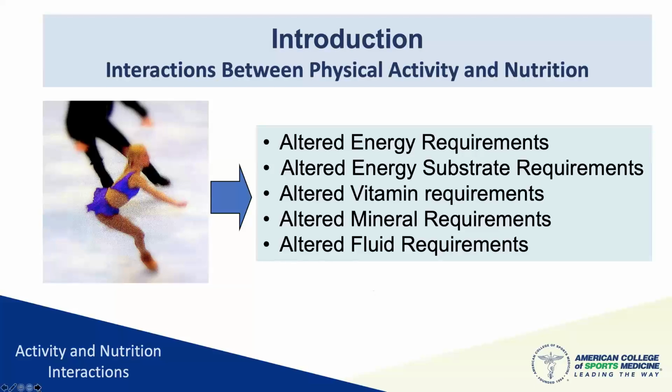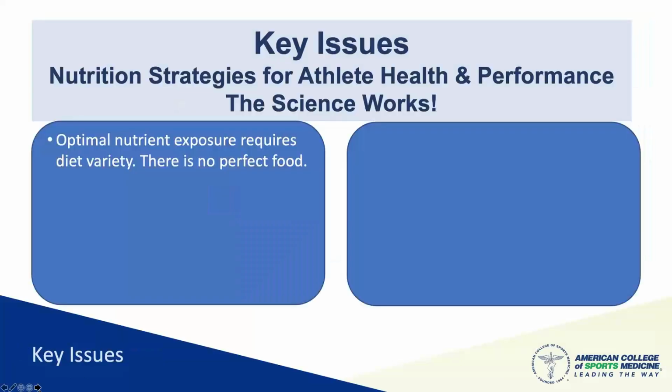So let's look at what some of the key issues are. One is that optimal nutrient exposure requires diet variety. There is no such thing as a perfect food. This often gets athletes into a lot of trouble because they say, this is good for me, and they eat it at the expense of other foods that they may need. So we have to get across the idea that variety of foods is essential for making sure that tissues get exposed to all of the nutrients that they require.